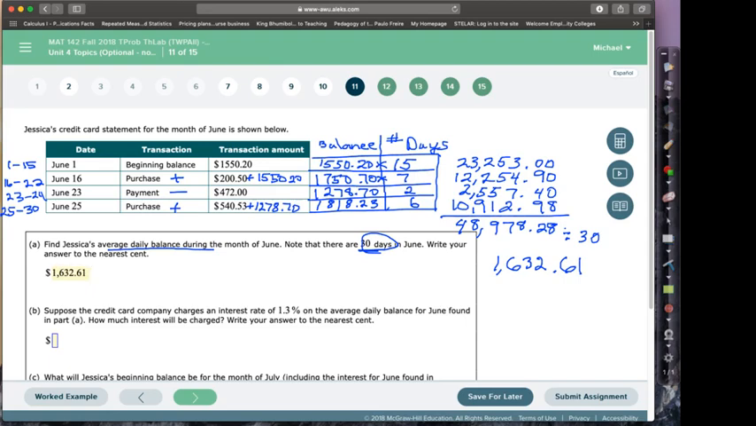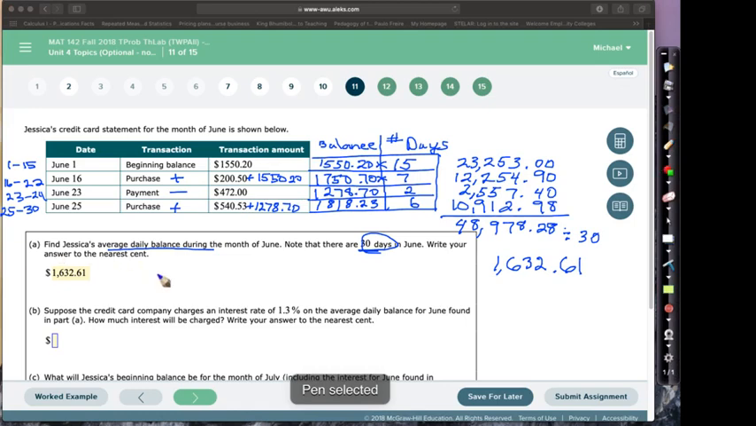Now, what do we do with that? It says, suppose the credit card company charges an interest rate of 1.3% on the average daily balance. Now, this is a little tricky. This is not an annual interest rate. This is sort of the monthly rate. It's the rate that they charge on the average daily balance. From Part A, how much interest will be charged? Write your answer to the nearest cent.